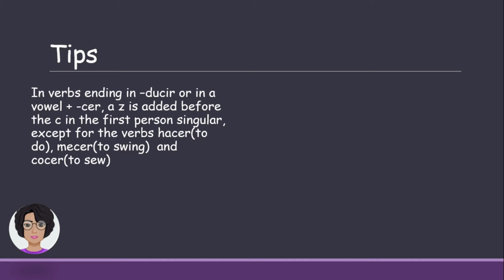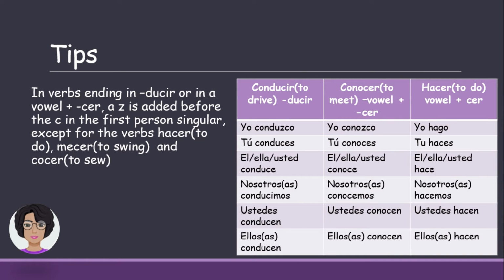In verbs ending in -ducir or in a vowel plus -cer, a z is added before the c in the first person singular, except for the verbs hacer, mecer, and coser. And of course, here we have some examples. The first verb, conducir, to drive. Yo conduzco, tú conduces, él, ella, usted conduce, nosotros conducimos, ustedes conducen, ellos conducen.